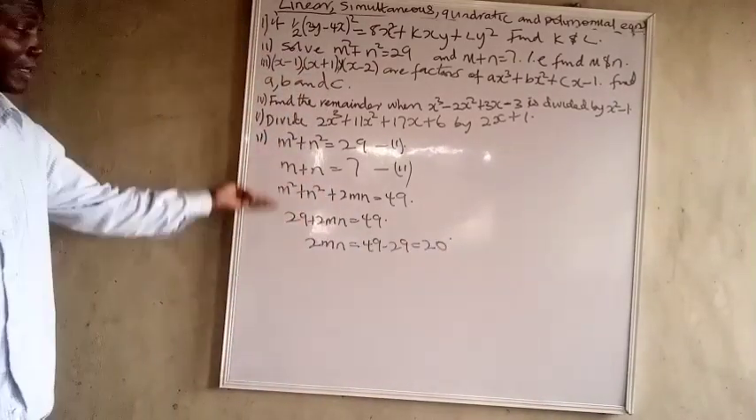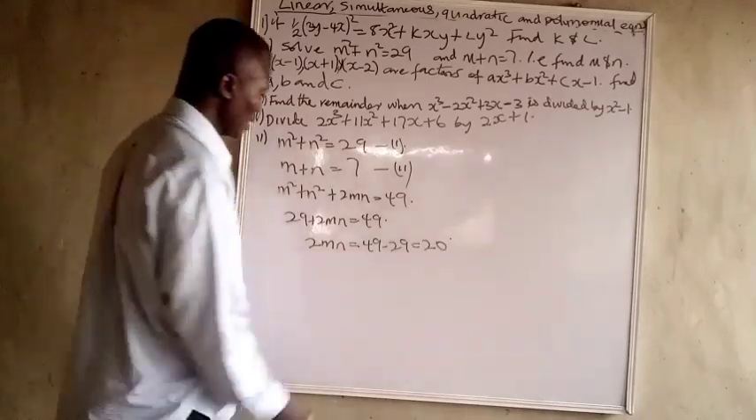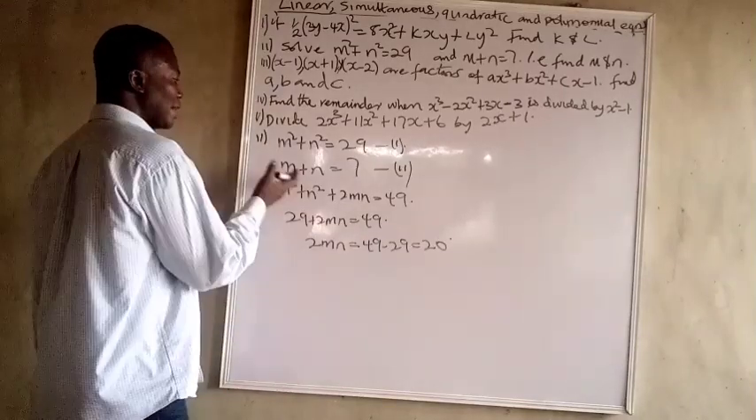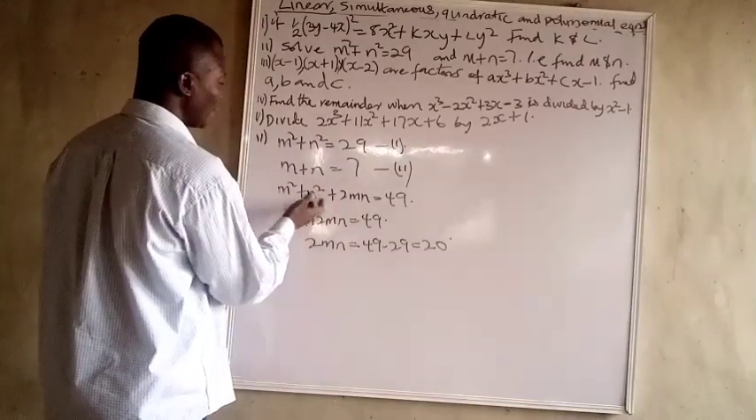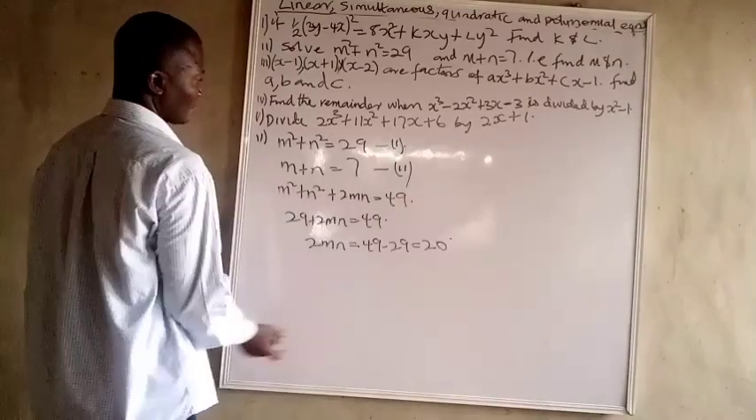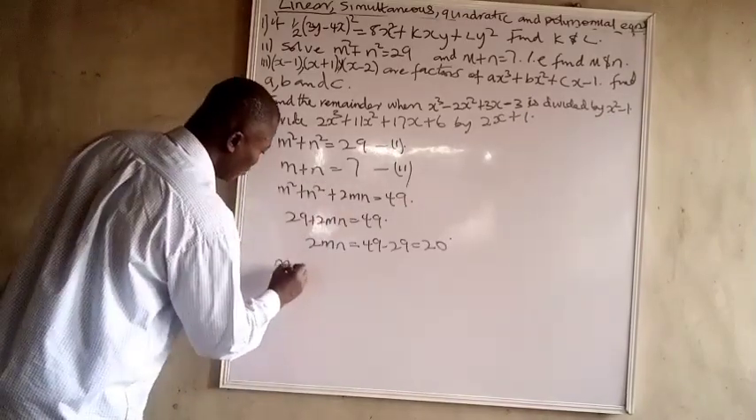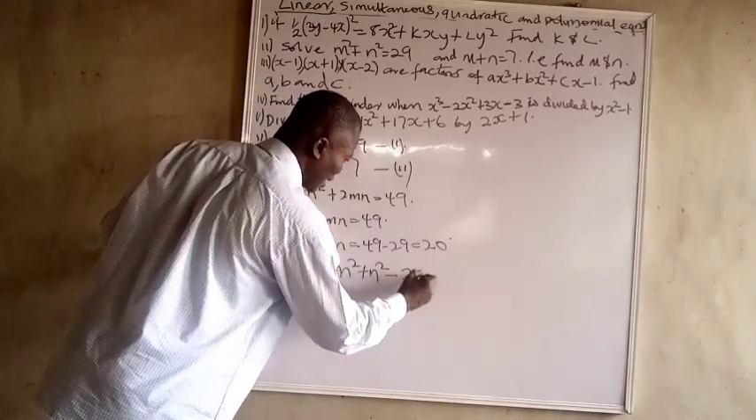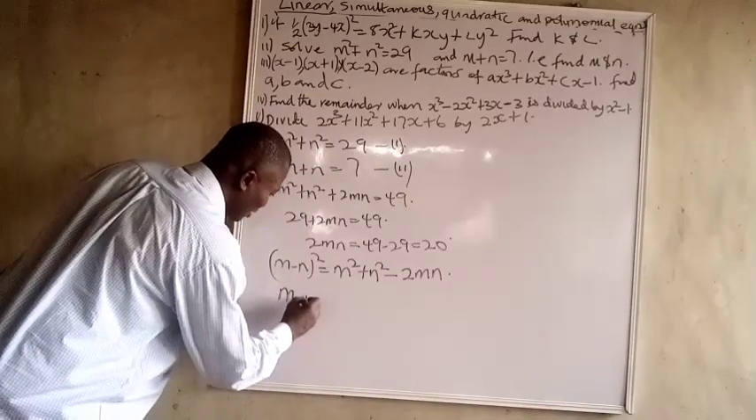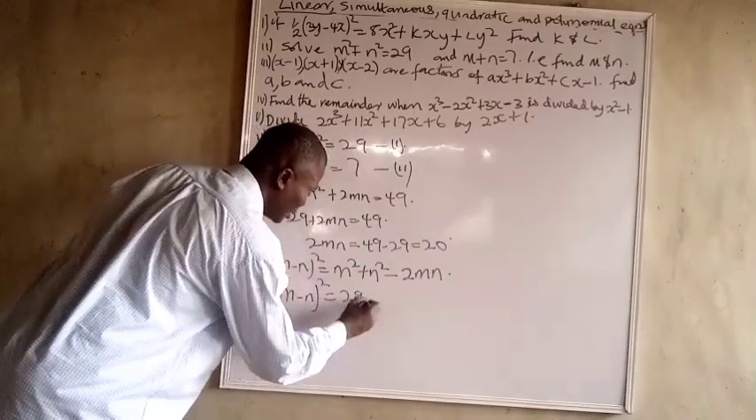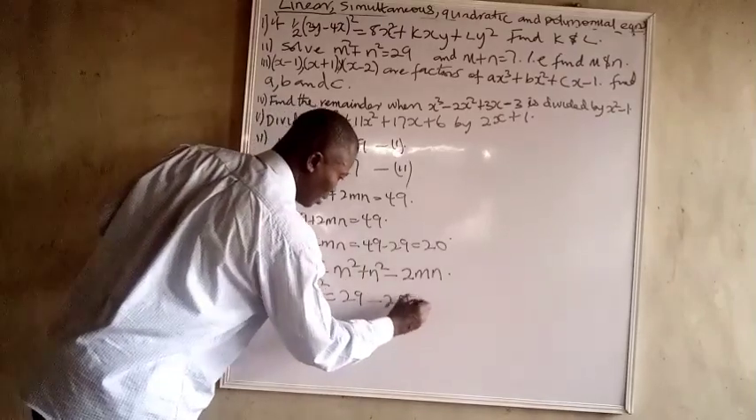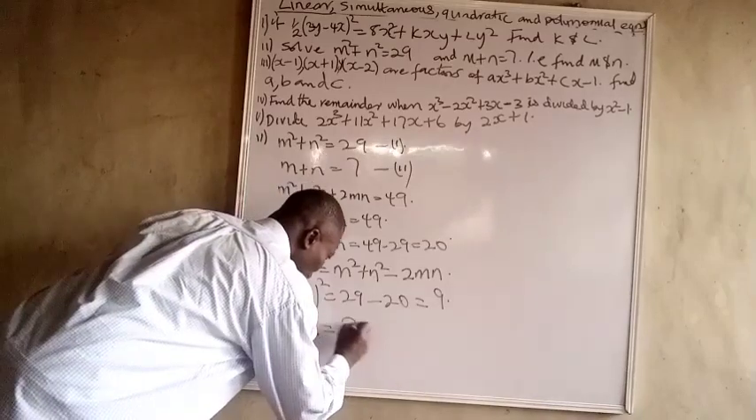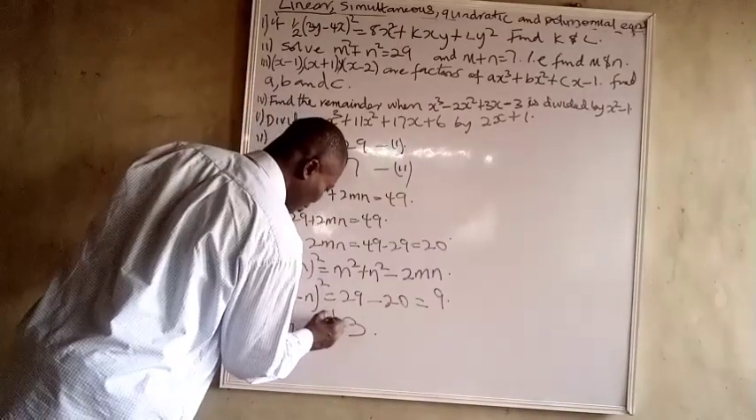It's not every time you can do this. It's just observation, catching the form. That's all. With this technique, you can do it without even writing anything. So, you know that m plus n squared equals m squared plus n squared plus 2mn. And m minus n squared is equal to m squared plus n squared minus 2mn. So what does that give us? m minus n all squared is equal to 29 minus 20, which is 9. So m minus n is equal to 3. You can say plus or minus 3.